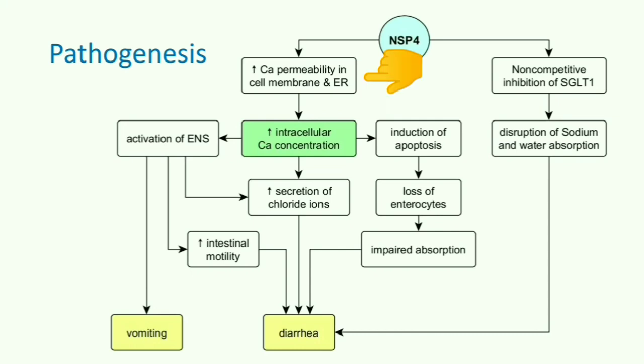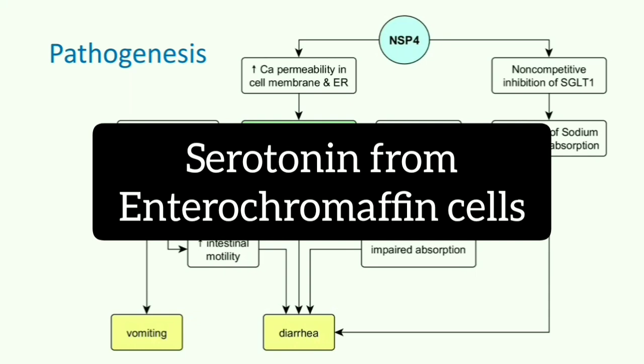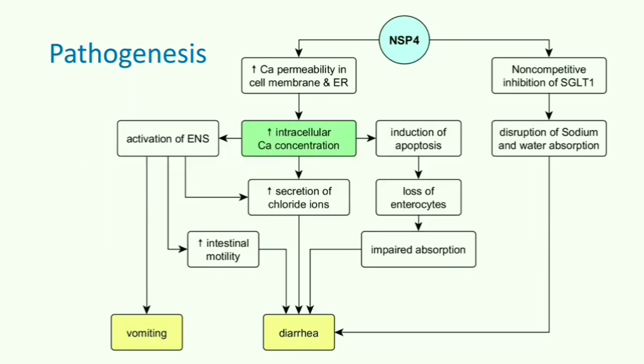It increases calcium permeability in both the cellular membrane and ER membrane. As a result, intracellular calcium concentration increases, which results in various harmful effects. High intracellular calcium concentration induces secretion of serotonin from enterochromaffin cells, thus activating the enteric nervous system. It also induces chloride ion secretion and apoptosis. All these events ultimately lead to diarrhea. Activation of the enteric nervous system sends signals to the vomiting center in the brain, which causes vomiting.